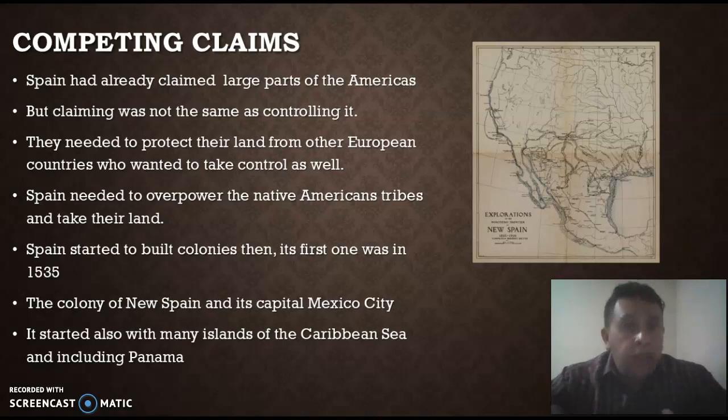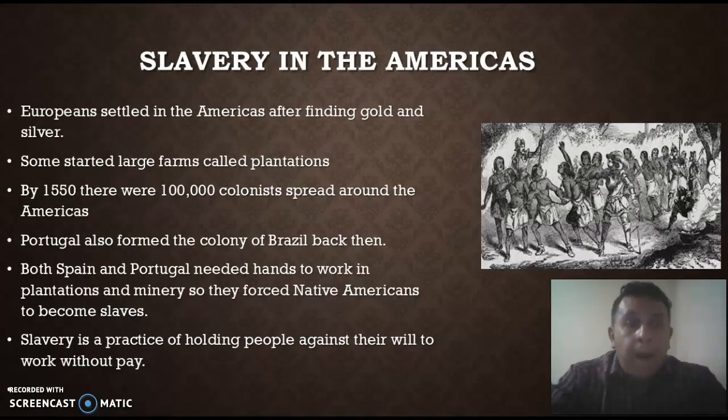Now, with time, we understood there were more areas, especially in the North America area, that actually became part of New Spain. New Spain, guys, New Spain. Okay. All right. Another point that we need to take into account, and that one is on page 148, it starts there. It's slavery in the Americas.